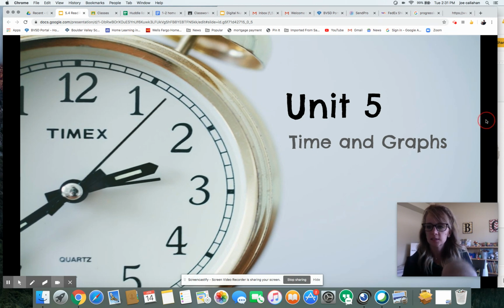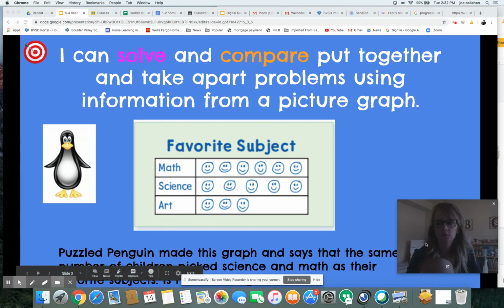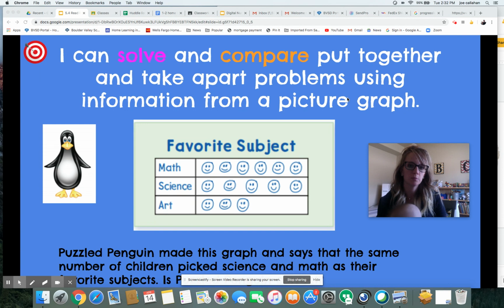So in our last lesson we focused on pictographs. Today we are going to use what we know about those pictographs to solve and compare different types of problems. So go ahead and read today's target with me. Here we go. I can solve and compare, put together, and take apart problems using information from a picture graph, or we can also call it a pictograph. So we're going to solve different problems and we're going to compare.